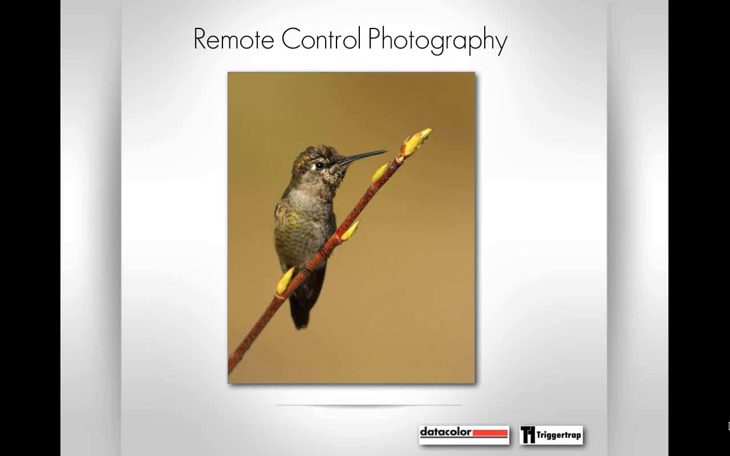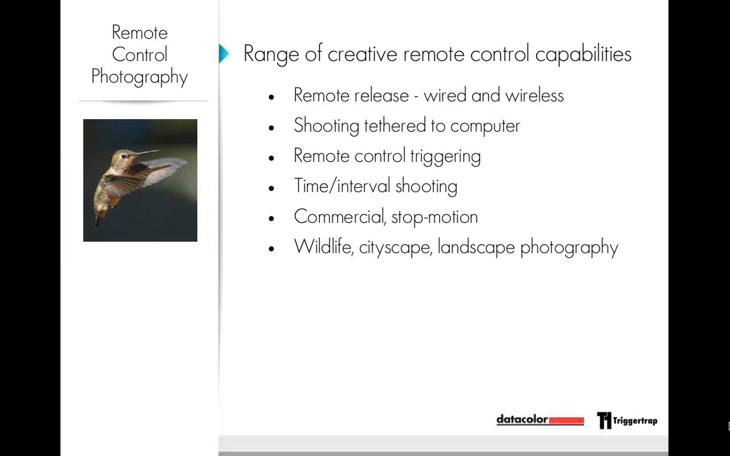Now, there's a range of creative remote control capabilities. You can do everything in a range from something as simple as a remote release that's wired to the camera, which we're all quite familiar with, just to keep the camera steady. There are wireless remote releases that trigger the shutter or allow you to adjust the camera. You can shoot tethered to the computer. There's remote control triggering via a number of means. You can do time and interval shooting, and you can go for something like 100 hours with some of these devices, which is quite long enough for me.